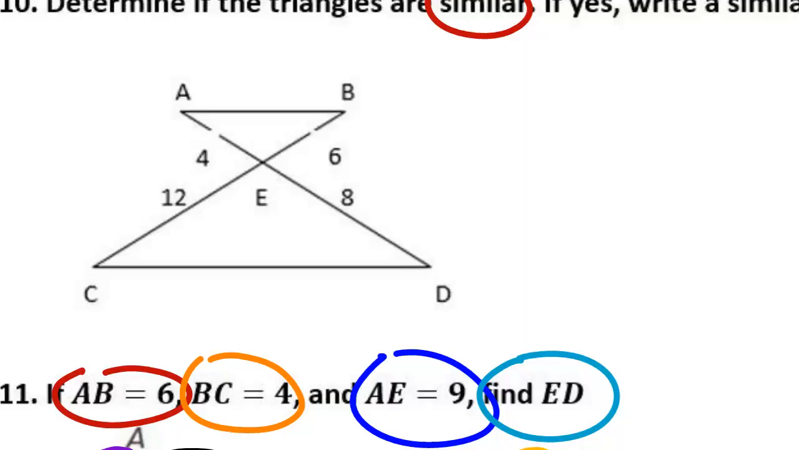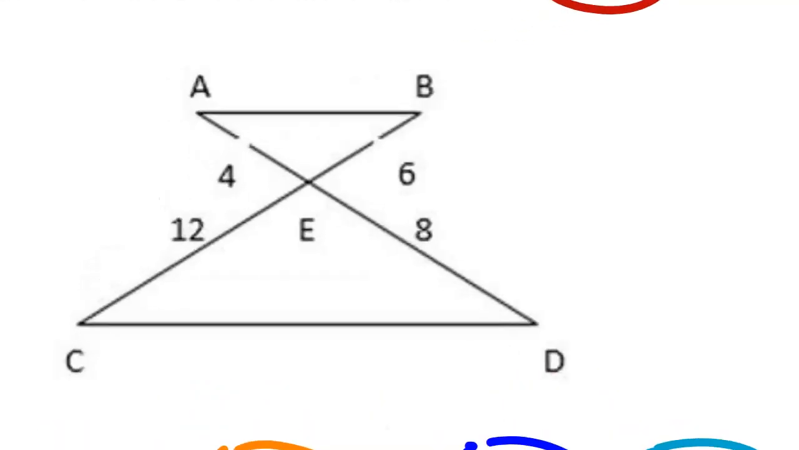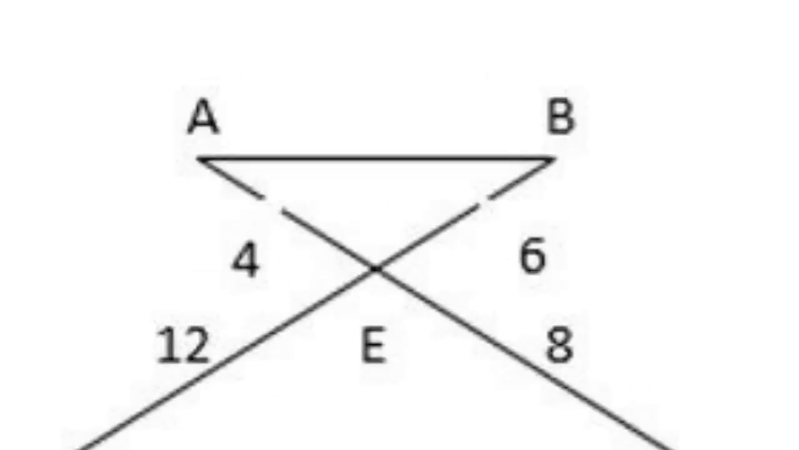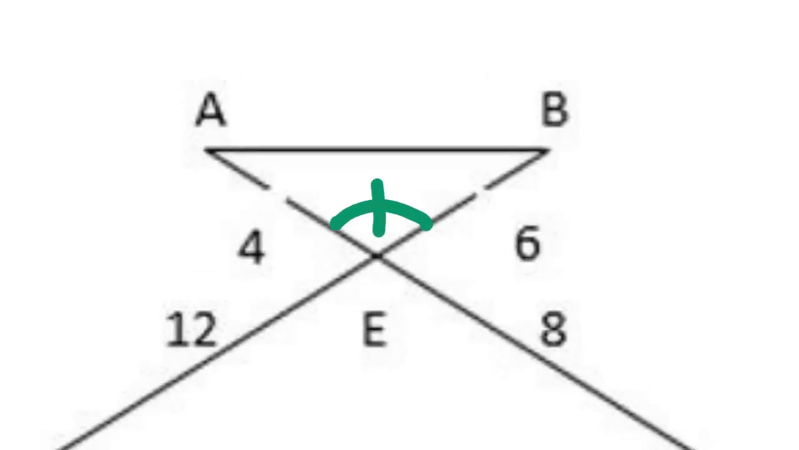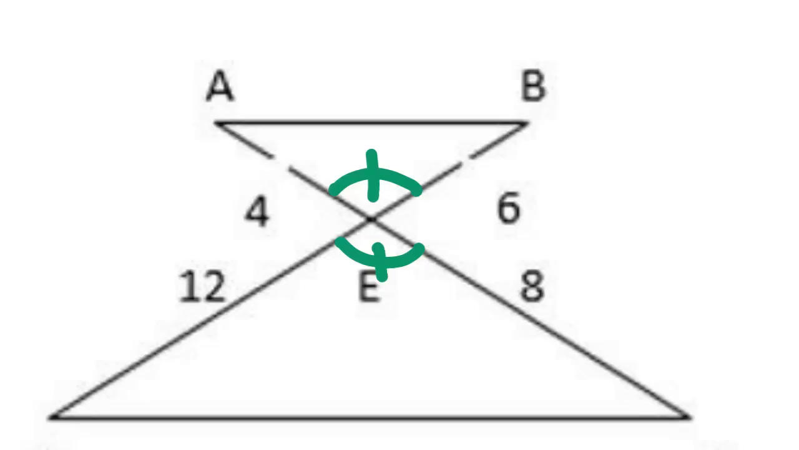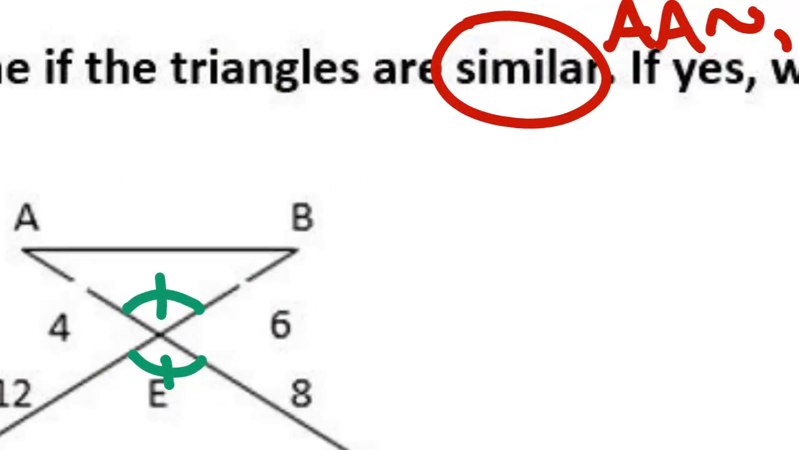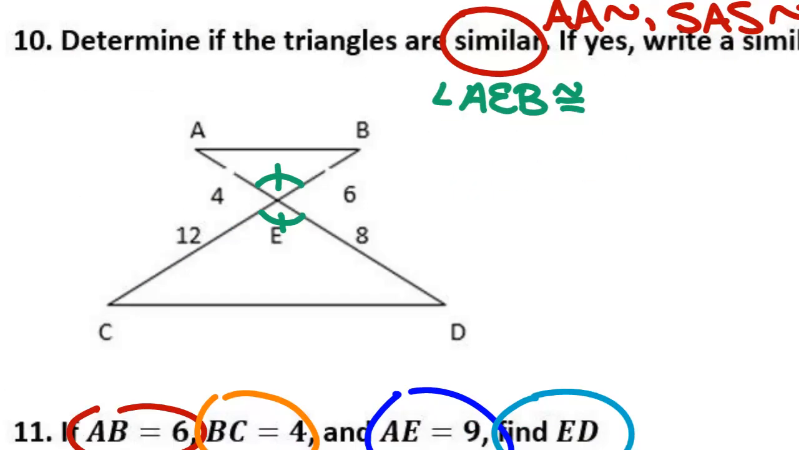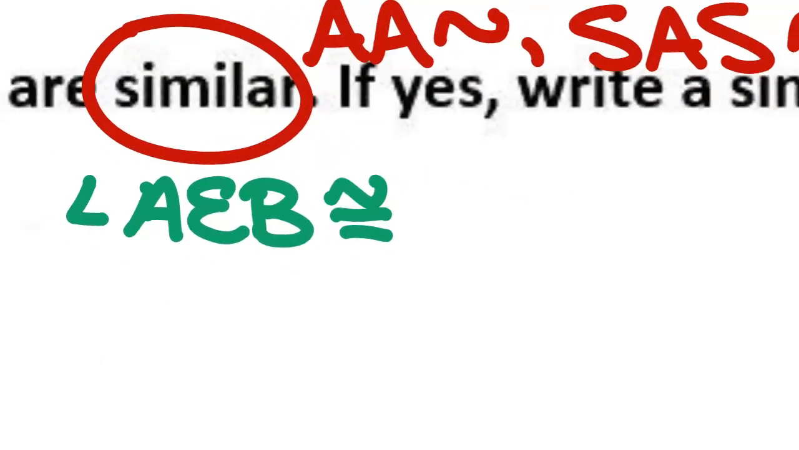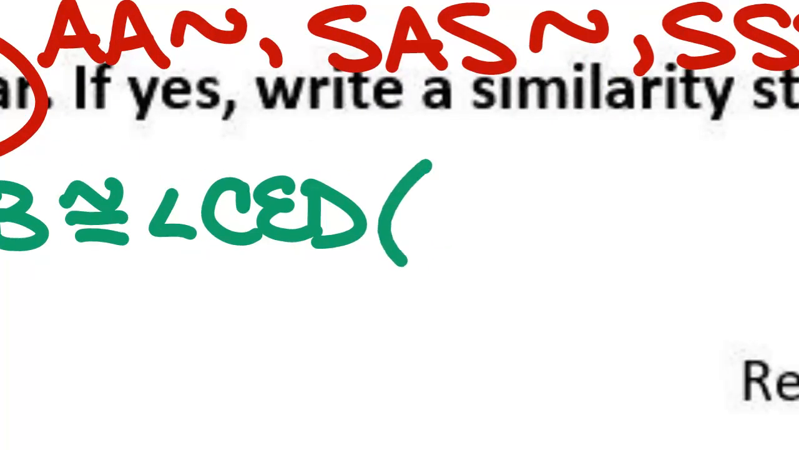There's something that I know I can get right off the bat before I look at any numbers or anything else. What's something that I can mark on the picture? Vertical angles. So we have this angle here, congruent to this angle here. So angle AEB is congruent to angle CED because they are vertical angles.